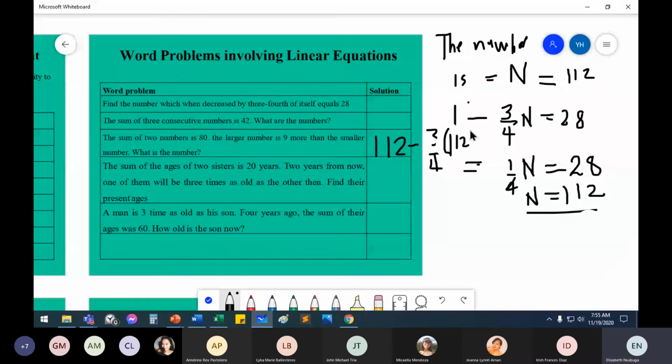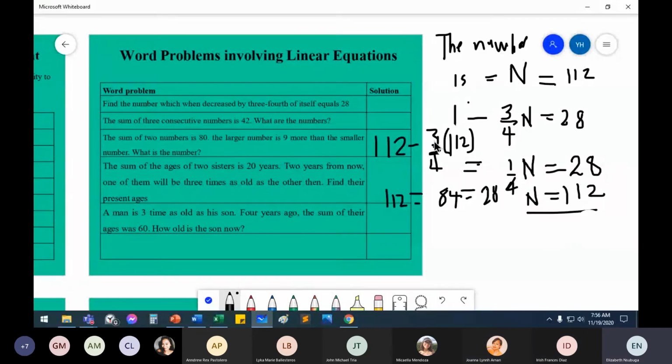Okay. What is 3/4 of this? 28 times 3, is it 84? 28 times 3 is 84. So 112 divided by 4 is 28, and 28 times 3 is 84. Am I correct? Is it correct? Yes. Okay, so we are correct.